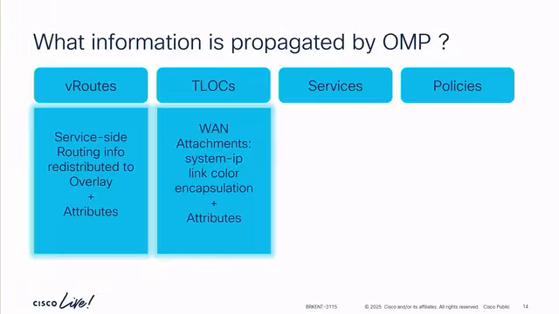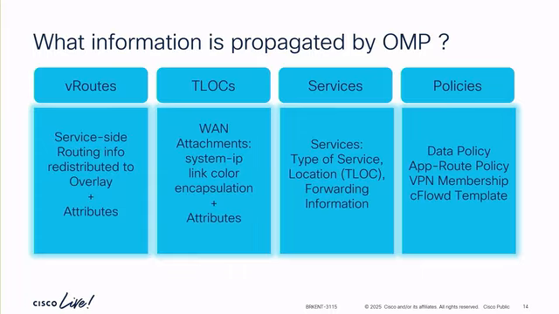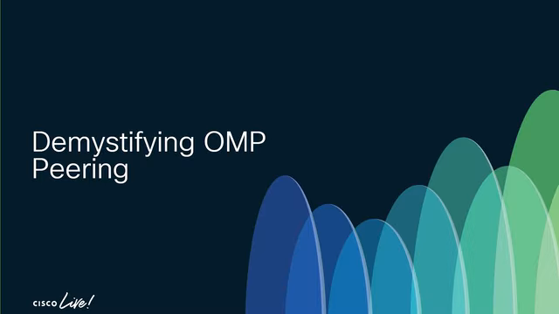Then OMP also distributes TLOCs, which are basically the WAN attachment points, like how many ISPs you have, and how many links you are using in order to connect with the ISP. That TLOC is identified with the system IP, color, and encapsulation, and it also has different attributes. Then we have services. If you have any services which you introduce in your Cisco SD-WAN fabric, then OMP is also used to advertise those services in the fabric. Then OMP is also responsible for advertising the policies, and these policies are basically the centralized data policies that are sent by the controllers towards the WAN edge devices.